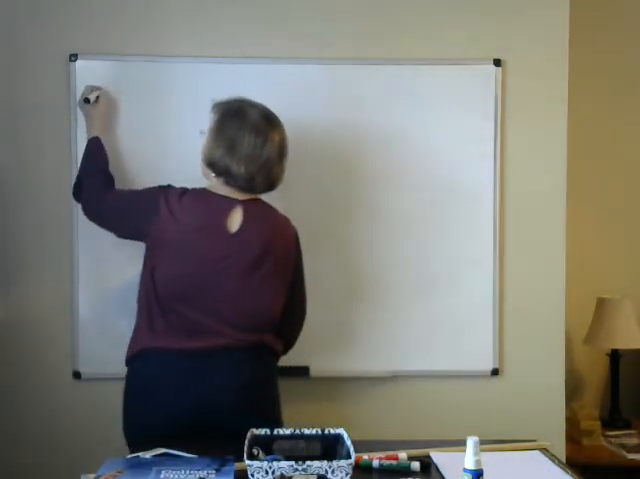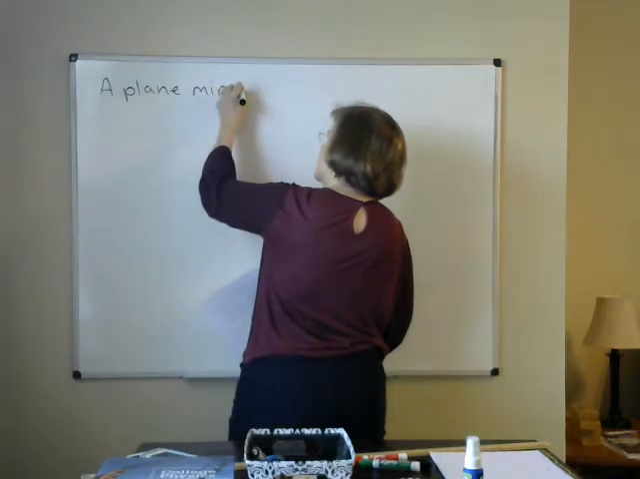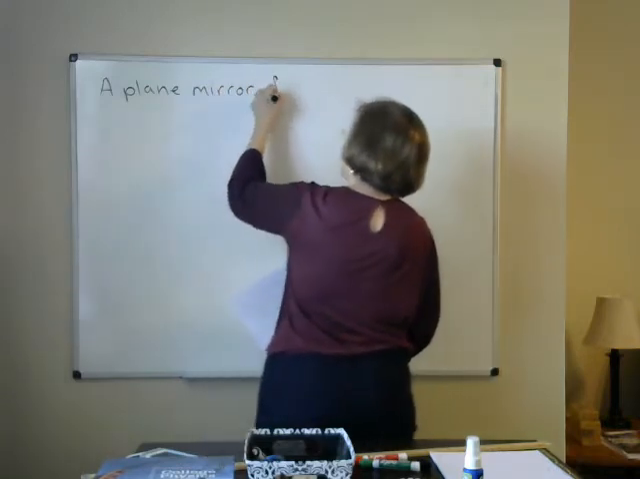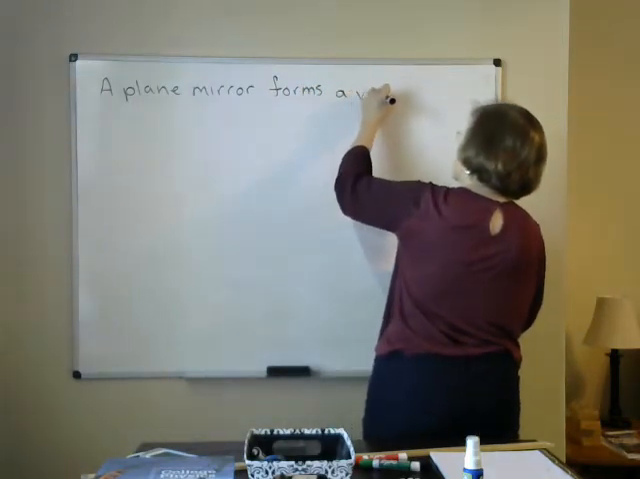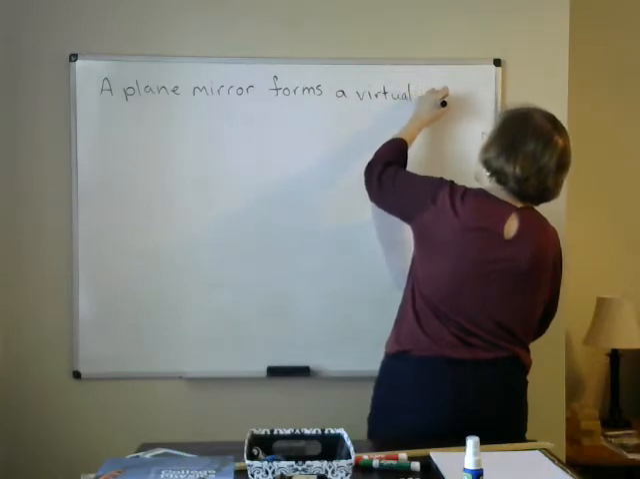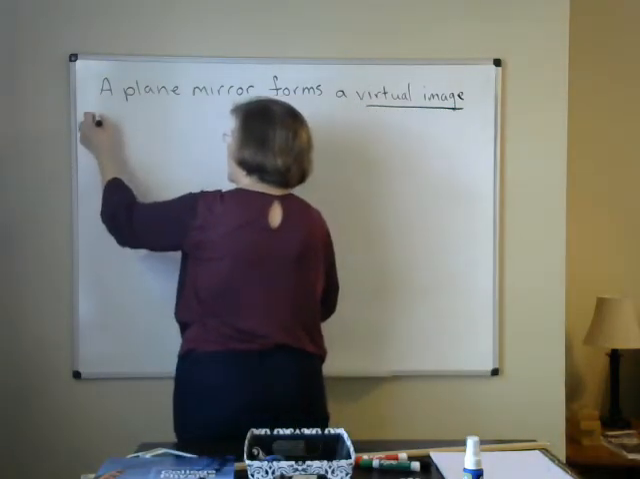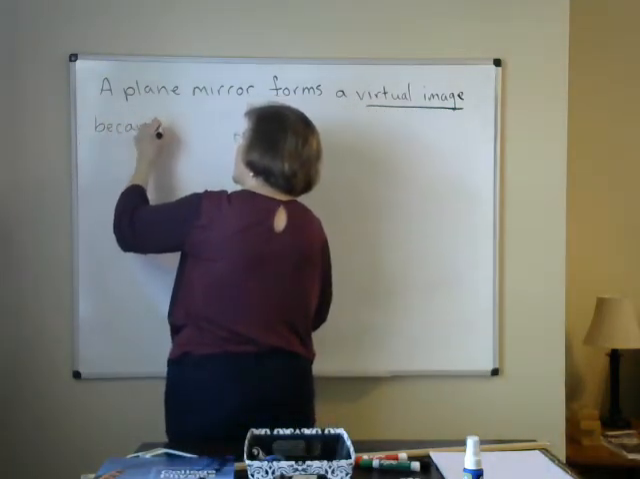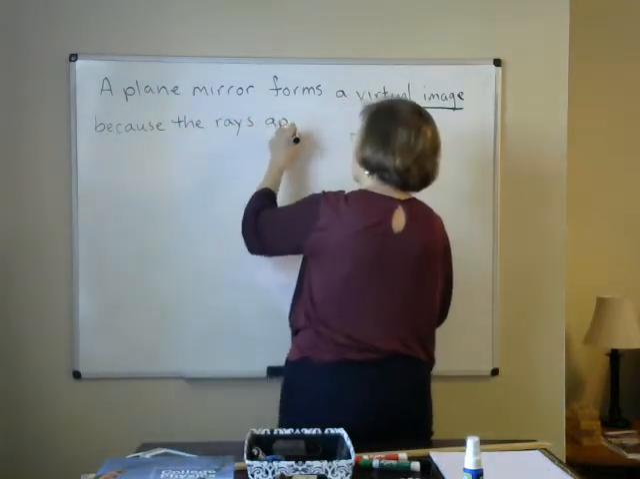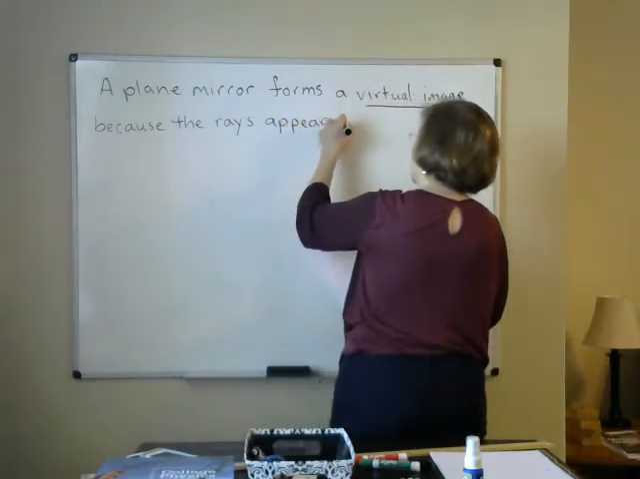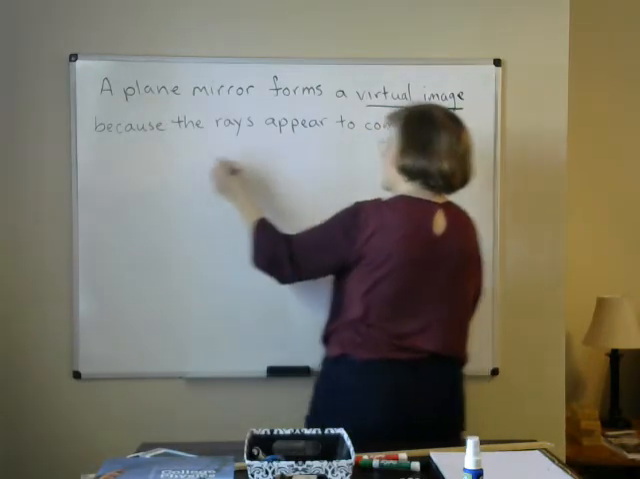Before I erase that, I should have mentioned this. A plane mirror forms a virtual image. Okay. Because the rays appear to come from behind the mirror.